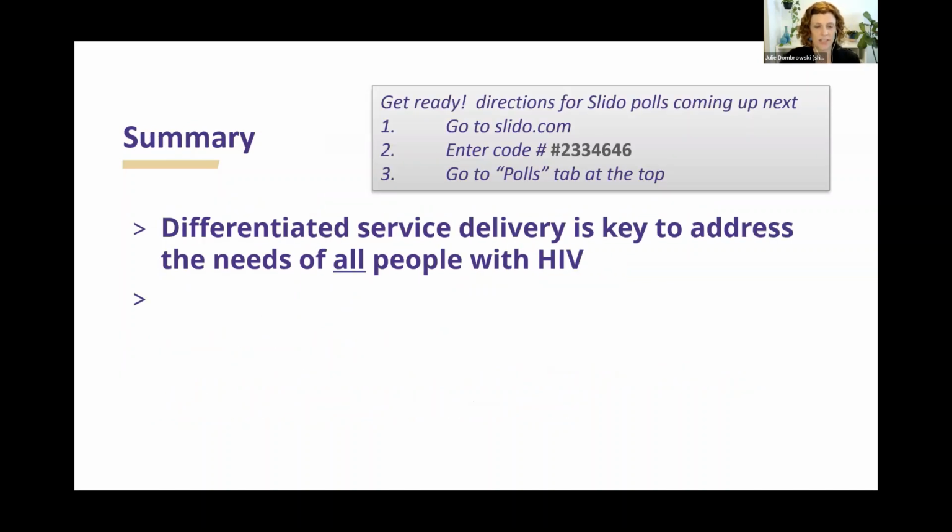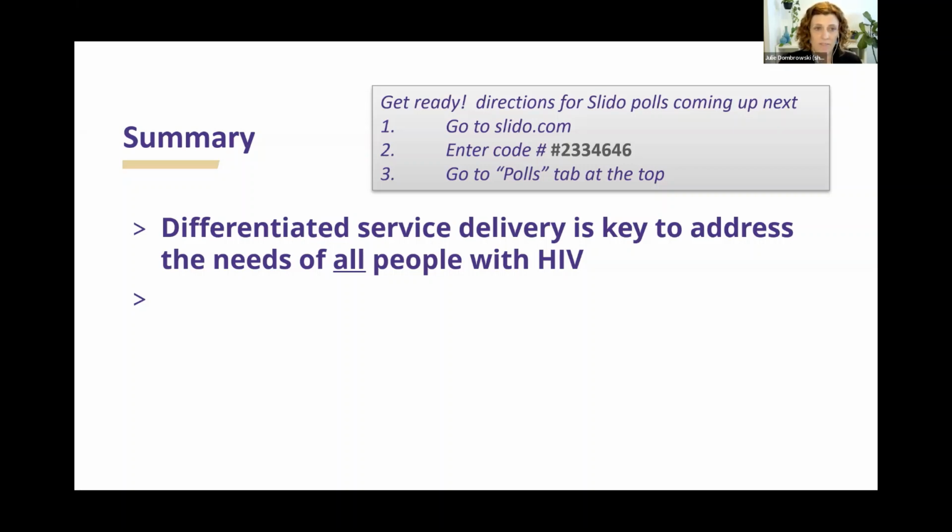So in summary, and I'm just realizing I didn't finish my summary slide. So in summary, differentiated service delivery is key to address the needs of all people with HIV. We talked through the system of differentiated care, the example in King County, and how low barrier care is one part of the differentiated service delivery approach. And that this model, I think, is adaptable and can work in different contexts with different resources, different populations.